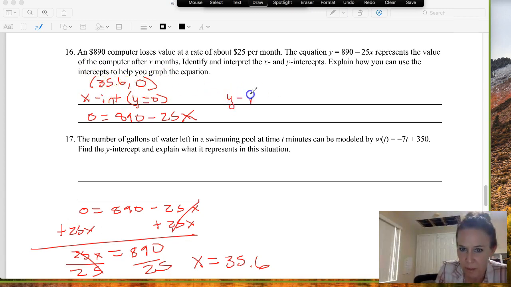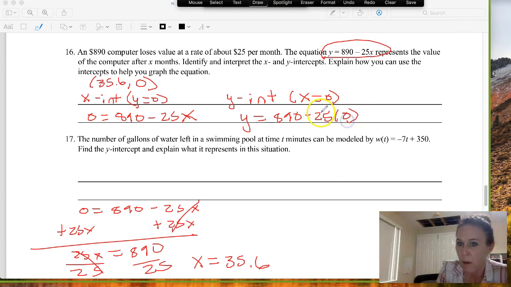Let's come over here and find the y-intercept. The y-intercept happens when x equals 0. So we come over here to our equation again, and we find our y-intercept by letting x equal 0. Y equals 890 minus 25 times 0. Well, 25 times 0 is just 0, since 0 times anything makes it 0. So this goes away, and I just get y equals 890. There's my y-intercept. So remember, x is 0, your y is 890. So my y-intercept would be 0 for x, 890 for y.